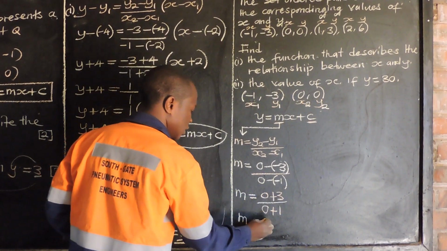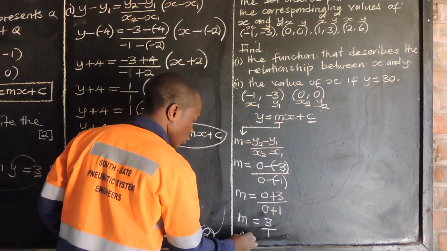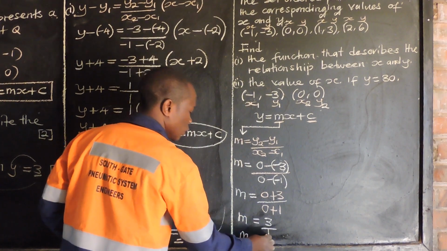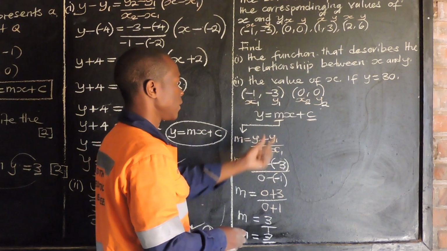Then you say m is equal to 0 plus 3, which gives 3, over 0 plus 1, which gives 1. So m is equal to 3 over 1. 1 into 3 is 3. So m is 3.